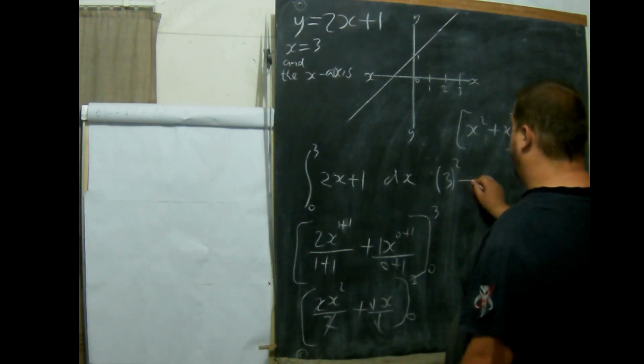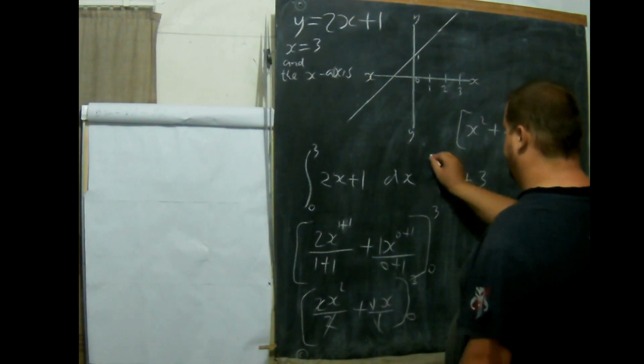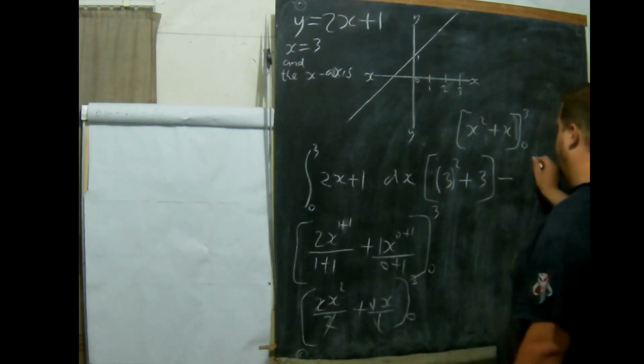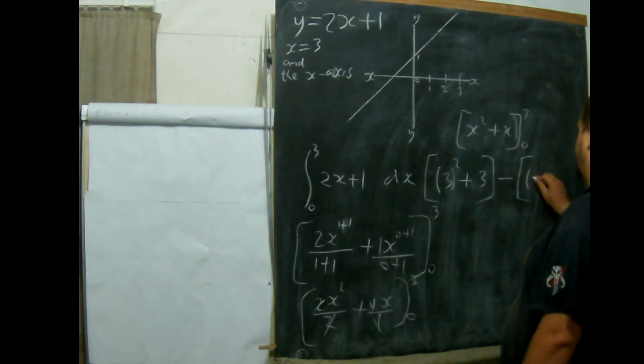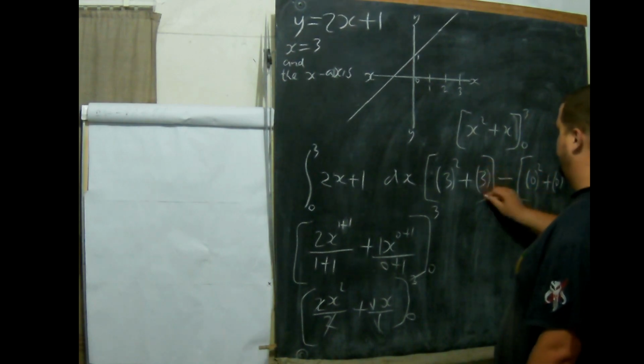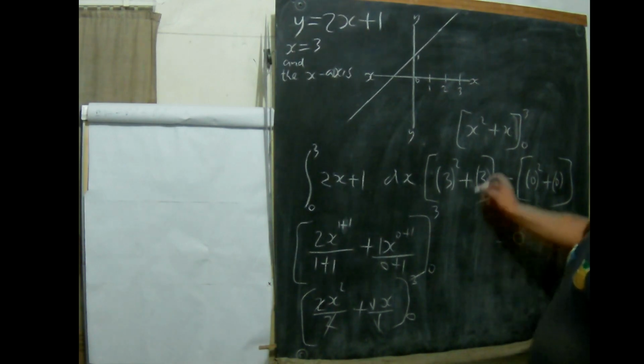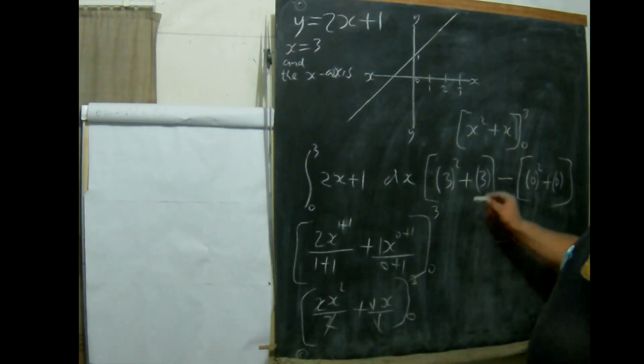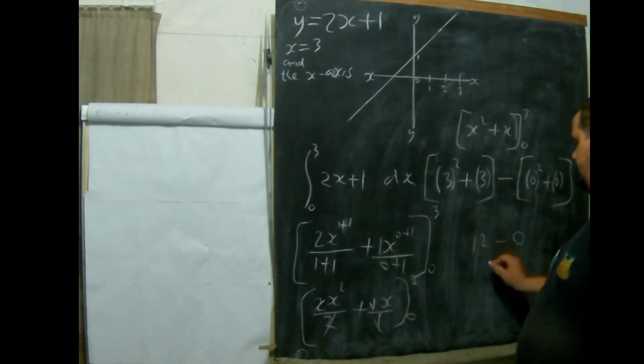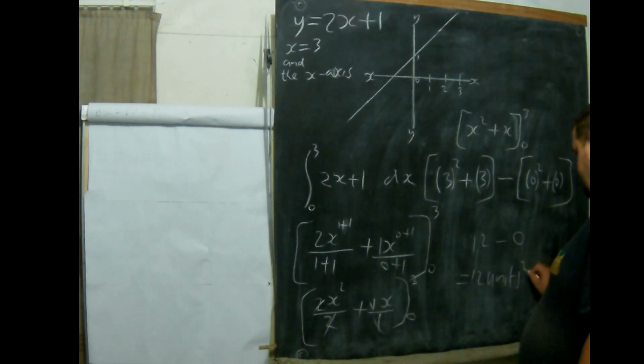So this is 3 squared plus 3 minus 0 squared plus 0. Okay, so 0 plus 0 equals 0, so minus 0. So 3 squared is 9. 9 plus 3 is 12. So 12 plus 0 equals 12 units squared.